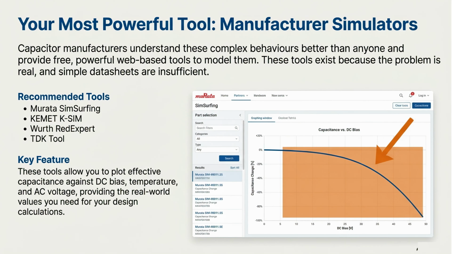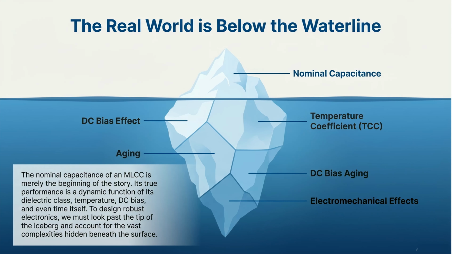These web-based tools allow you to plot effective capacitance against DC bias, temperature, and AC voltage, providing real-world values for your calculations. The nominal capacitance is only the tip of the iceberg. To design robust electronics, we must look past the tip and account for the vast complexities hidden beneath the surface, including DC bias, TCC, and aging effects.